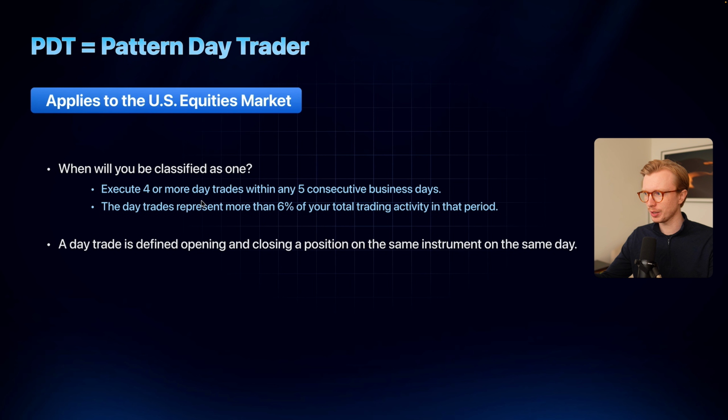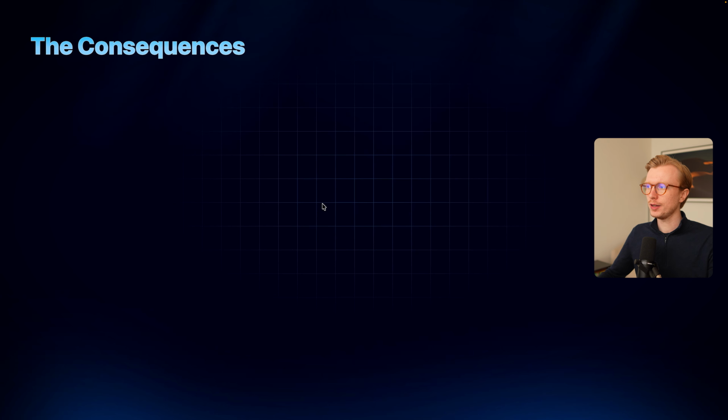Now, if instead I open 2 separate positions, and I only close one of those positions on the same day, that means that's only one day trade. If I open multiple positions on the S&P 500 today and I close none of them today, I close all of them, for example, tomorrow, that doesn't count as a day trade because again, it's not within the same day. Like I mentioned, I'm going to give you an example of what that exactly looks like, how you can avoid that as well. Now, what exactly are the consequences?